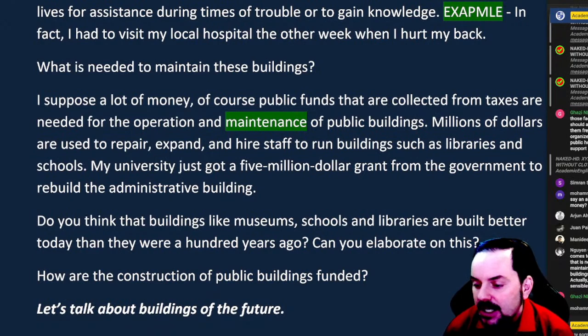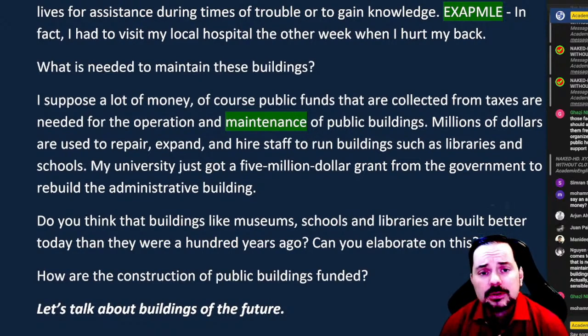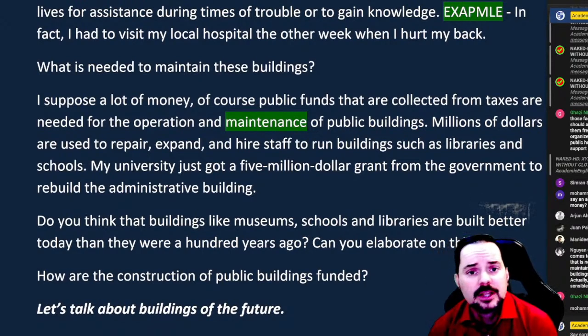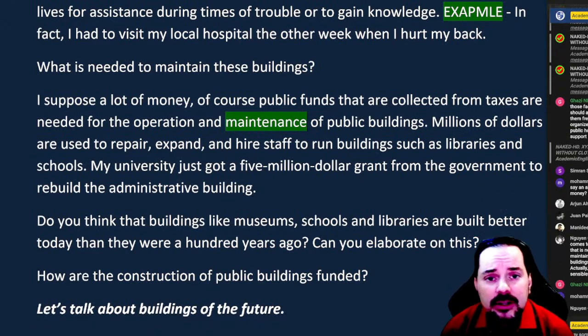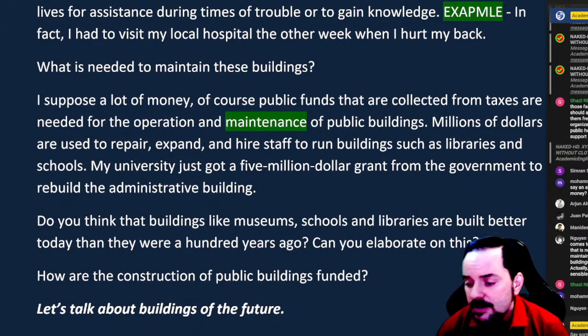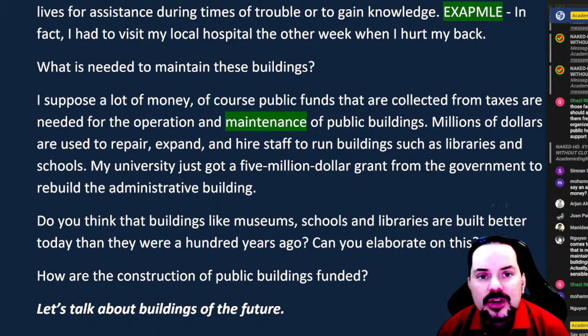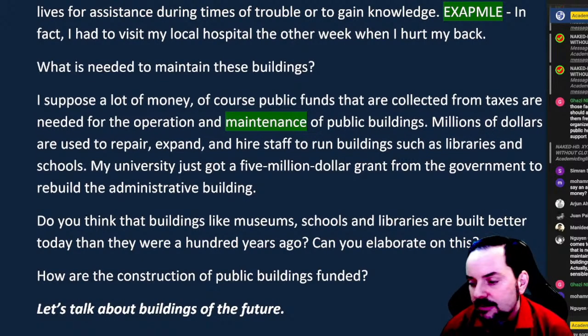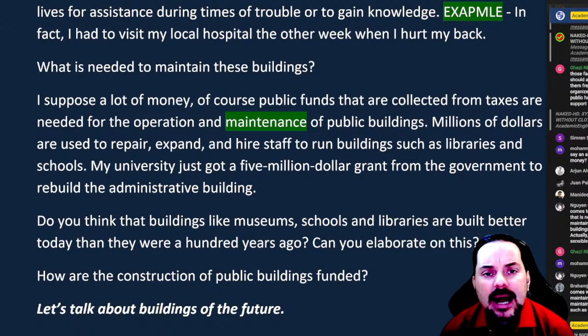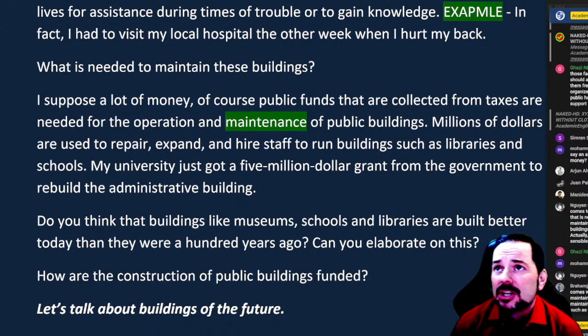So you said money is needed. Okay, good. Now, explain a little bit more. Is it just money? You also need workers, right? So you need people that have skills like carpenters who can rebuild, right? Quan, it's not about how much you say, but it's also about what you say. For those high band scores like band 8, band 9, you need to have good information.